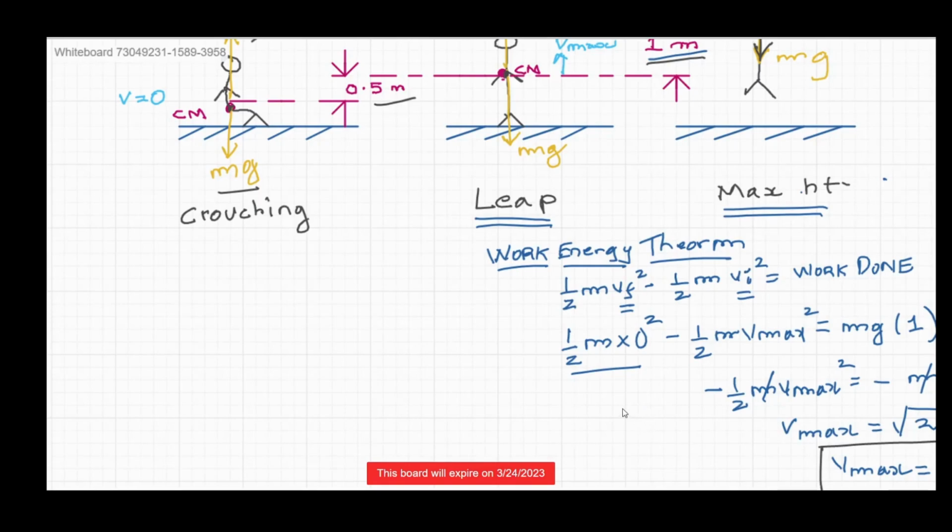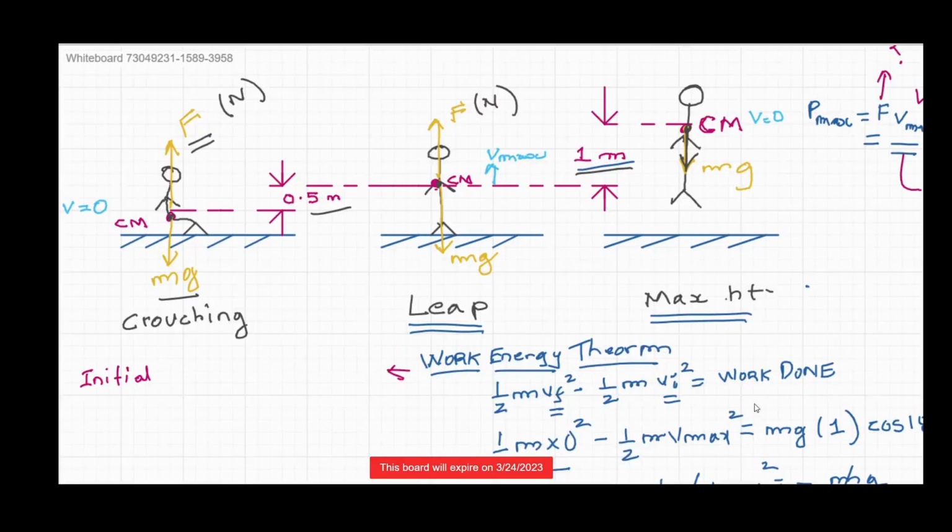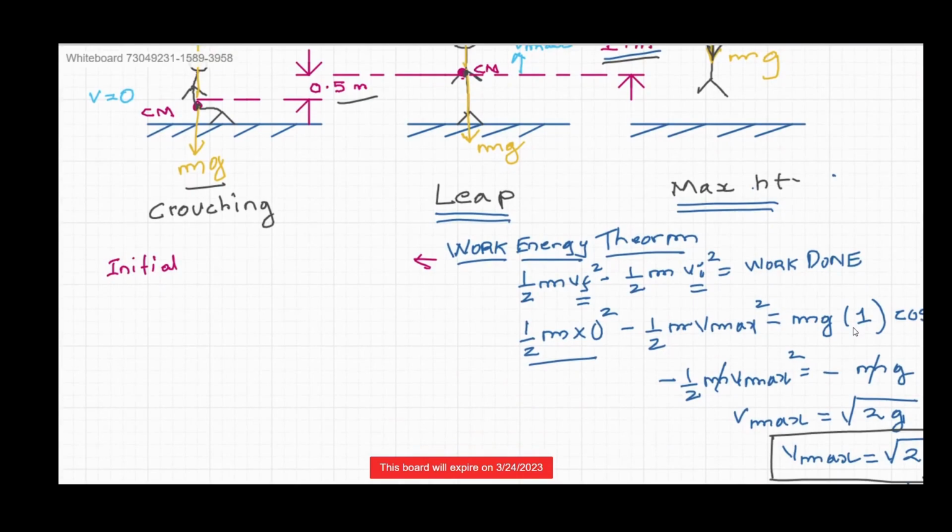So now we are going to use again the work energy theorem, but now my initial event is when he is crouching, and the final event is where he has reached the maximum height. So we are again going to use the work energy theorem as I said, but here we are going to take the two events differently. So this is my initial event. As I said, the initial event is my crouching position.